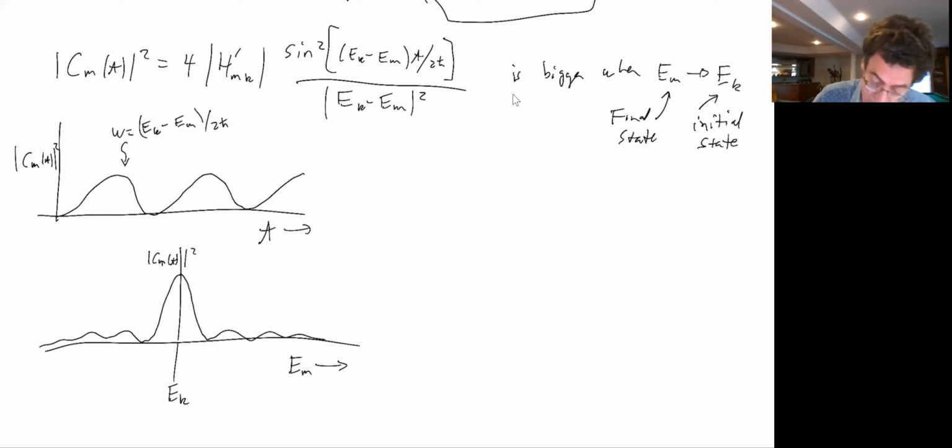And something to notice that I didn't mention last time is this width changes in time. This width gets narrower as 1 over t. So as time goes on, it gets narrower in time.